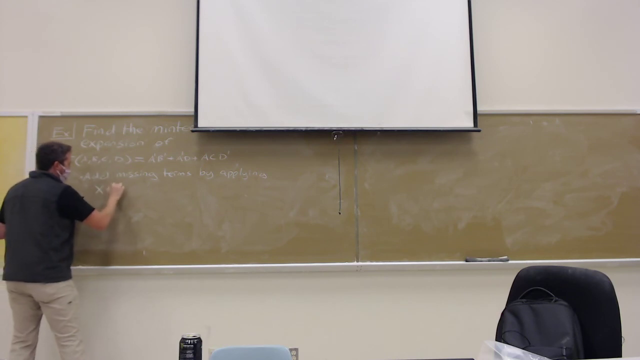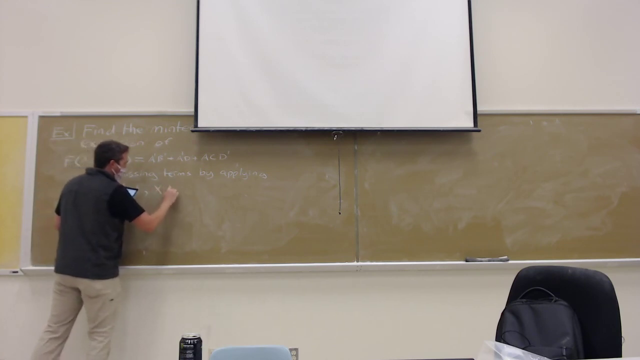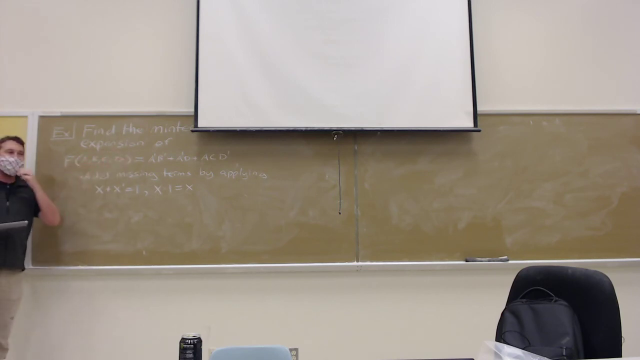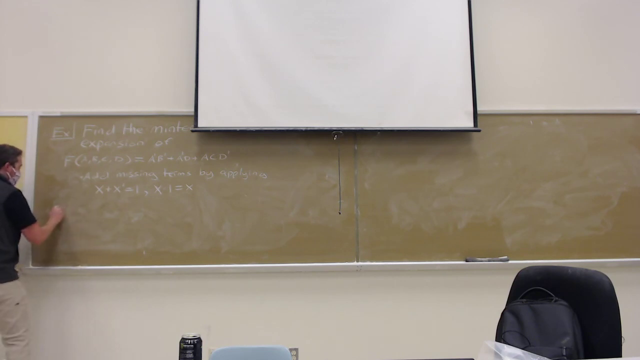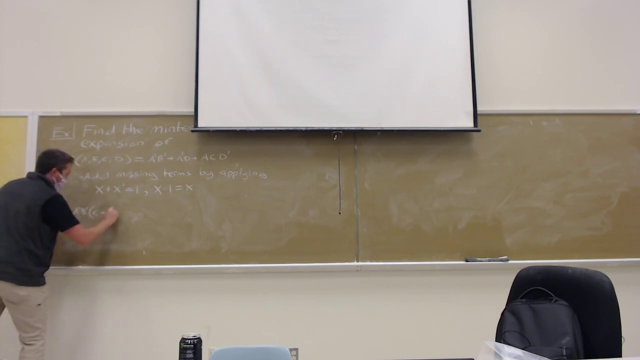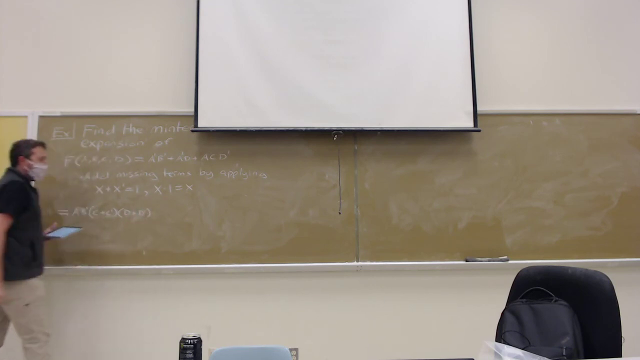The one that says x or x' is equal to 1, and the one that says x and 1 is equal to x. We can use these 2 properties to add in the terms that are missing, and that looks like this. For the first term, A' B', what are the missing variables? C and D, right? So we're going to AND this term with (C or C') and (D or D').